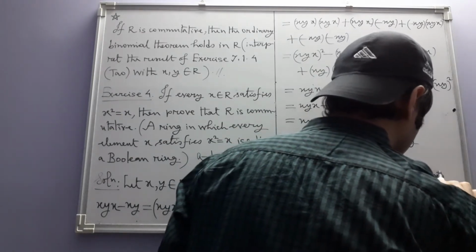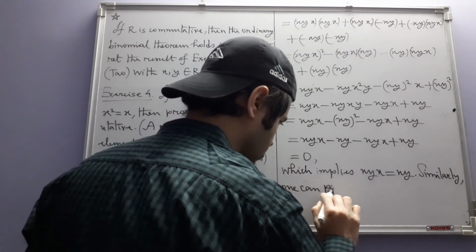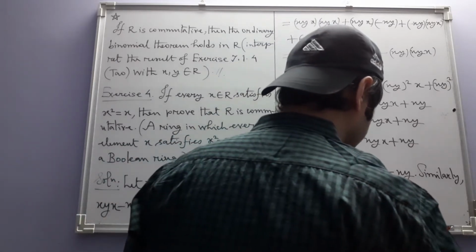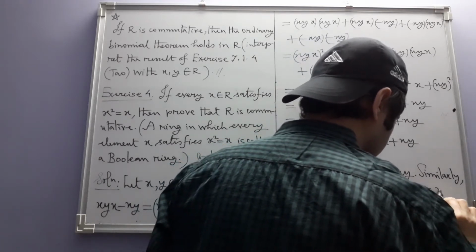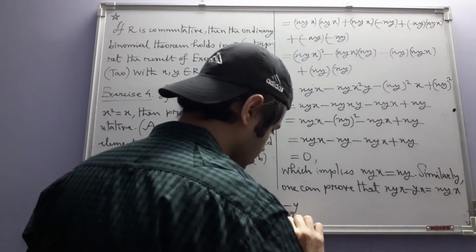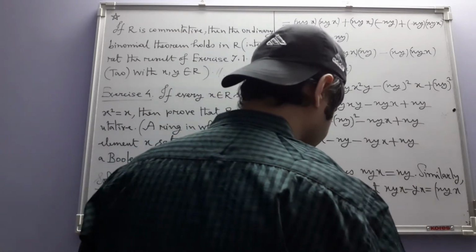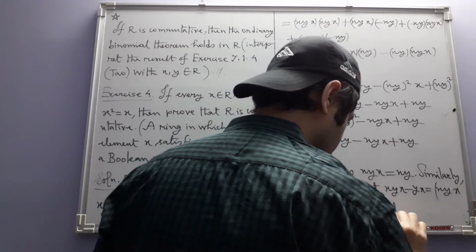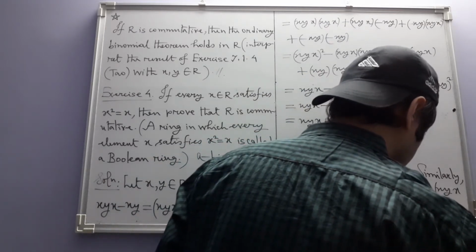Similarly, one can prove that xyx minus yx, which is equal to (xyx minus yx) whole square, is equal to 0, which would imply xyx is equal to yx.